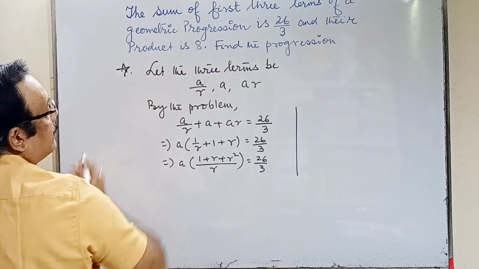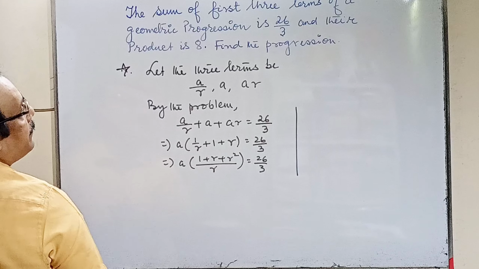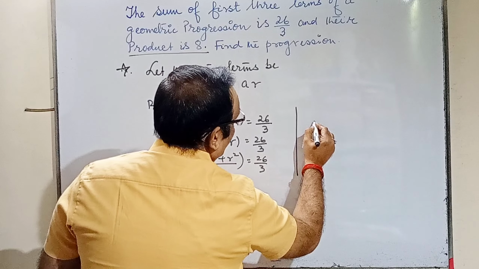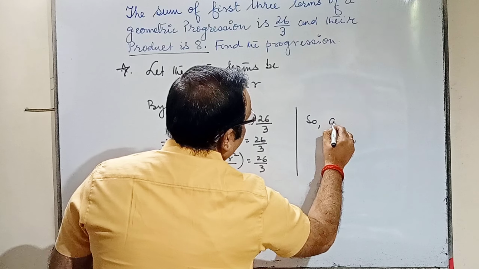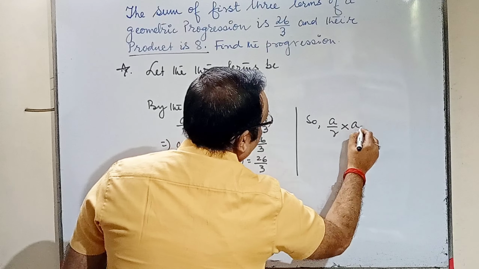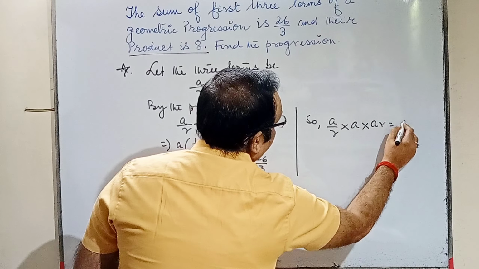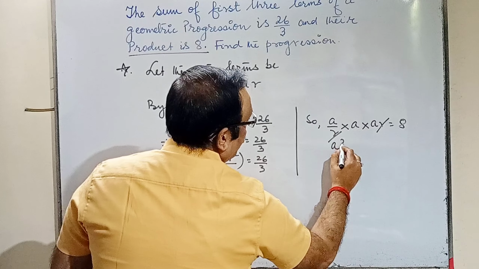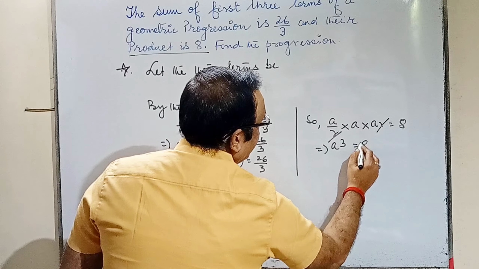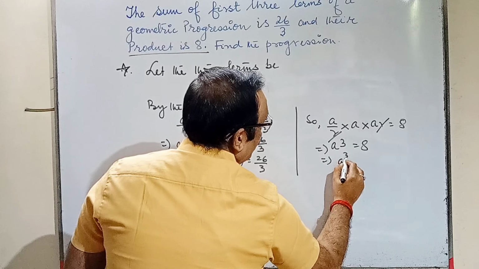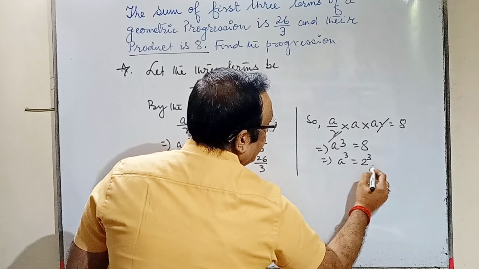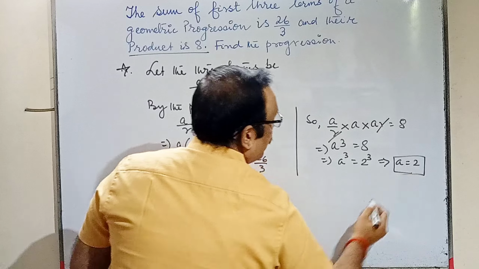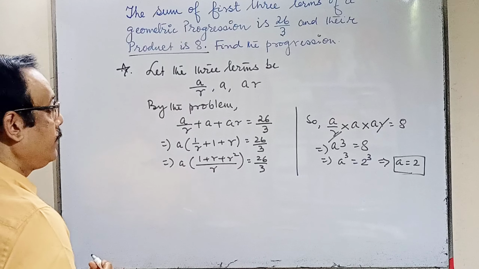We'll go with another result that is given. They have told the product is 8. So A by R into A into AR is equal to 8. So the R's cancel, and you get A cube is equal to 8. That means A cube is equal to 2 cube, since 8 can be written as 2 cube. So we get A is equal to 2.